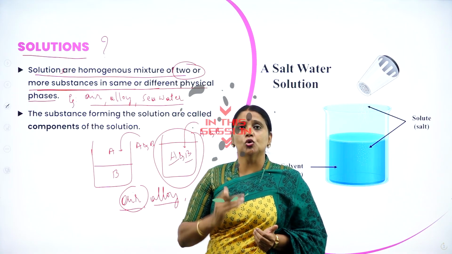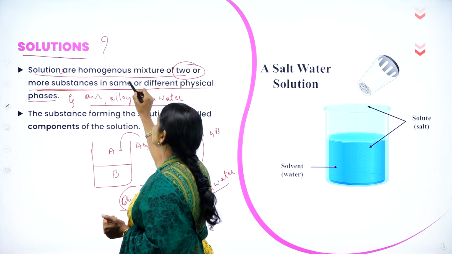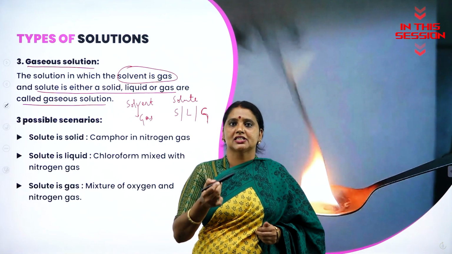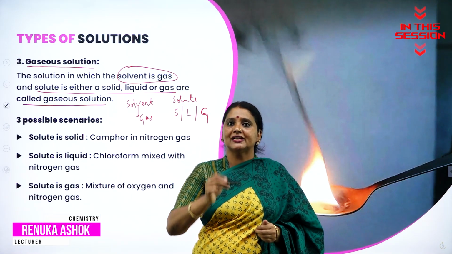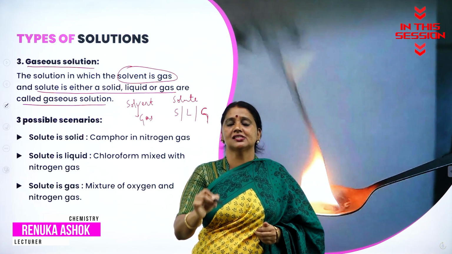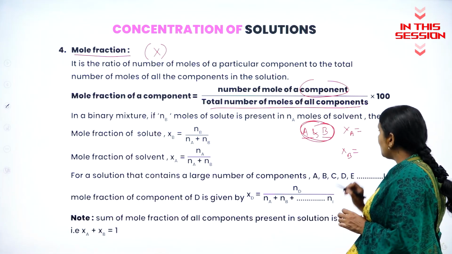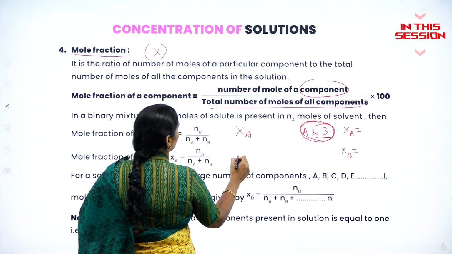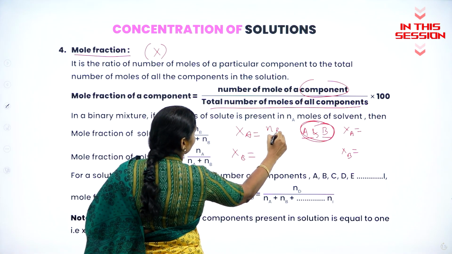Solutions are homogeneous mixtures of two or more substances in the same or different physical phase. What are gaseous solutions? Gaseous solutions are solutions in which the solvent is a gas, and the solute is solid or liquid or gas. Now I am finding the mole fraction of component A, mole fraction of component B. Therefore, you take the number of moles of that component.